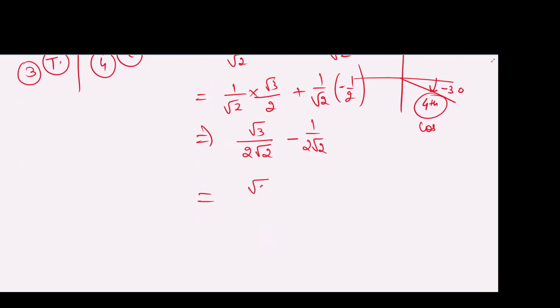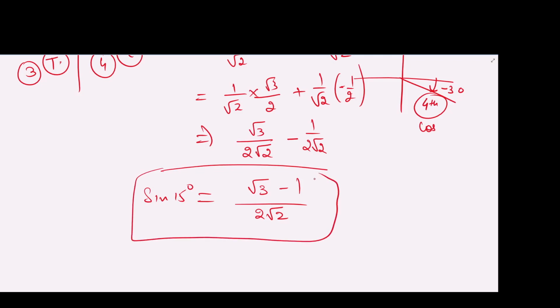So we have root 3 minus 1 upon 2 root 2. So sine 15 degree is this. Please remember, this is very important. In first quadrant all is positive, in second quadrant sine is positive, in third quadrant tan is positive, and in fourth quadrant cosine is positive.